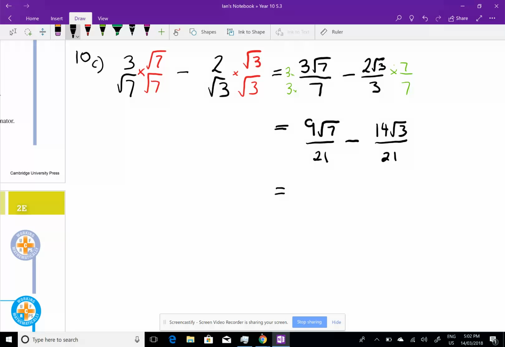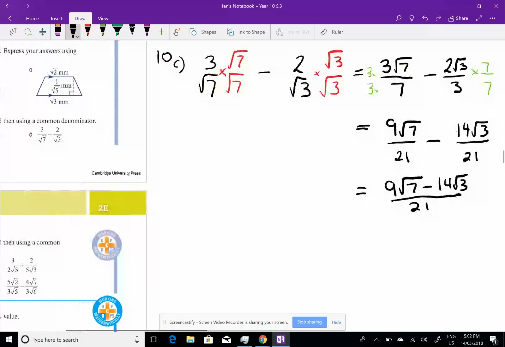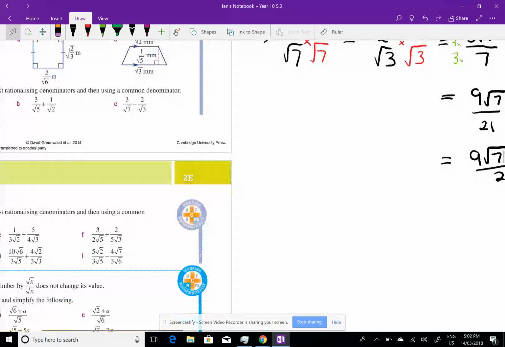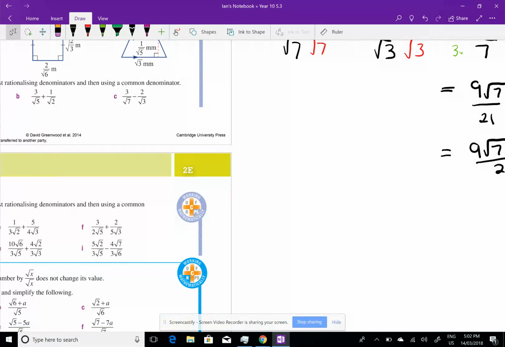And then I just finish that up, make it all one fraction over 21. And that's 10c. Let's have a go at another one from 10. And I'll go straight to 10i.